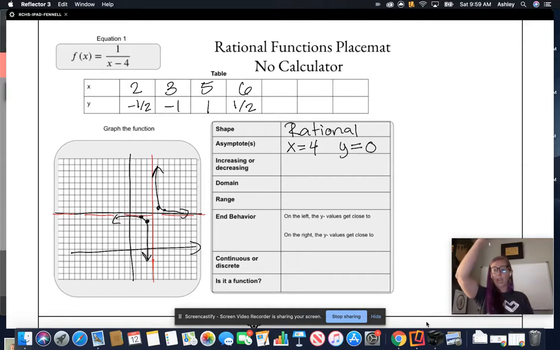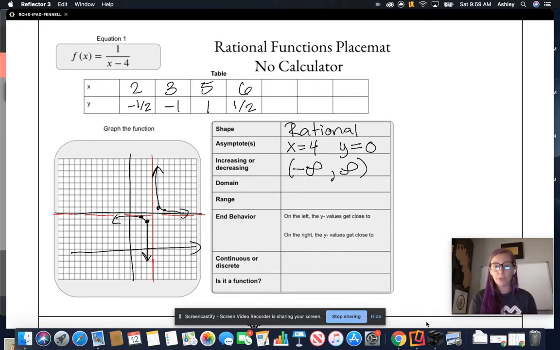We're starting really high up for our y values, but as we move across, my y values are decreasing. So this is decreasing from -infinity to +infinity. In other words, the entire domain. The entire function is decreasing the entire time.